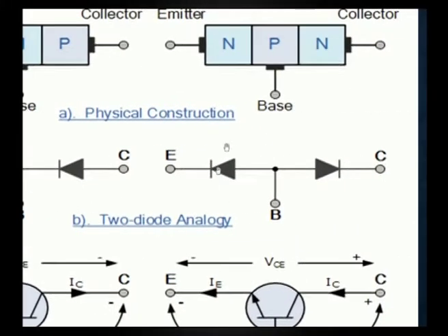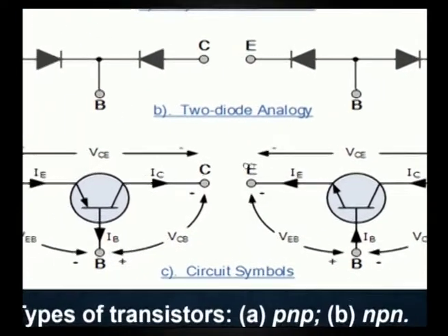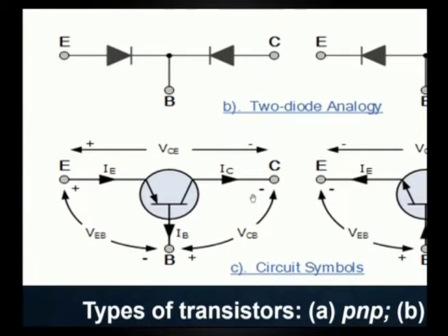Similarly, the other type of transistor can also be written in a two diode analogy, like NP forms one diode and PN forms another diode, and these can be connected in this fashion to form an NPN transistor. So, the circuit symbols are very important.